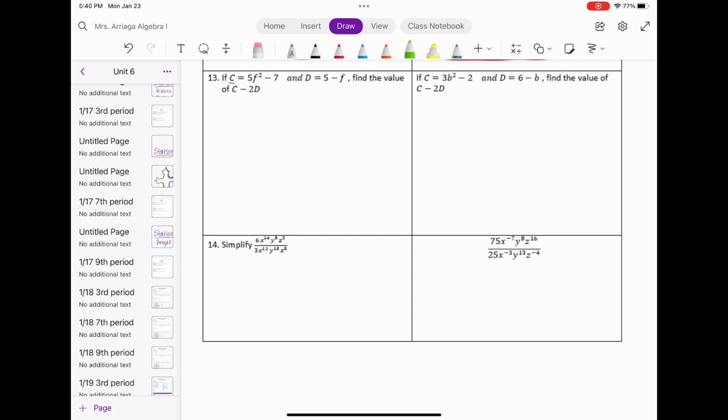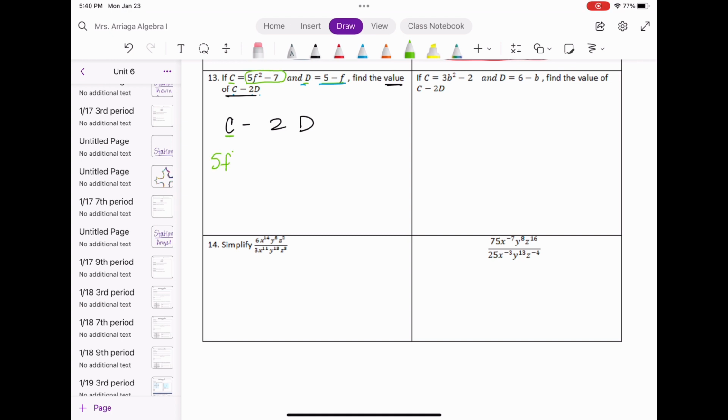Okay, so we did a question like this during our stations review last time. Question 13 basically tells you C is this binomial and D is this other binomial. Then find the value of C minus 2D. So all you have to do for these questions is plug, so replace that C with whatever they tell you it is.